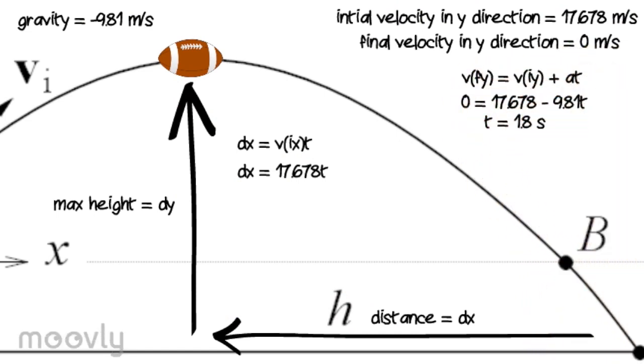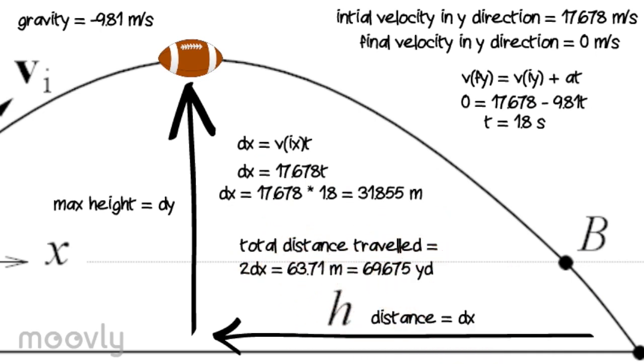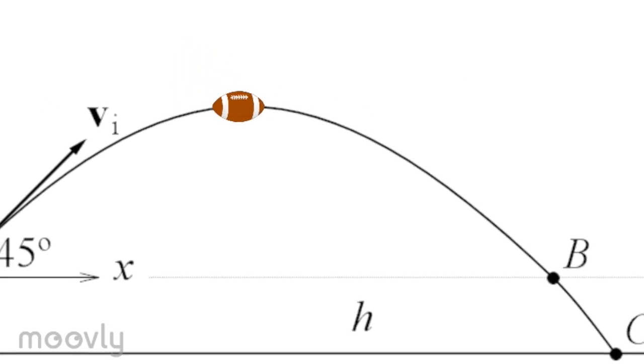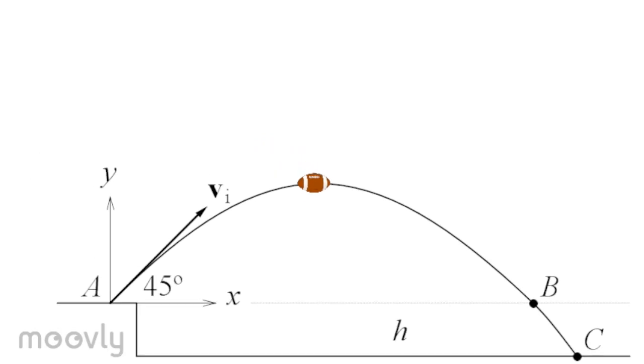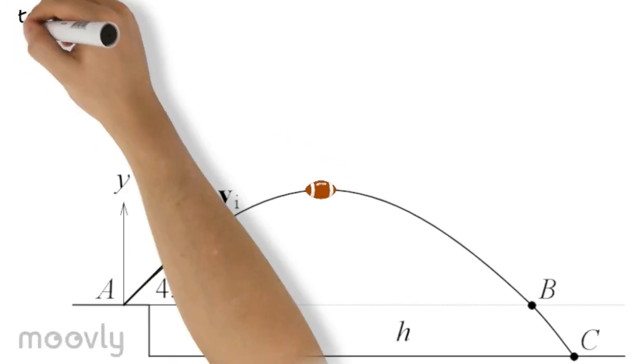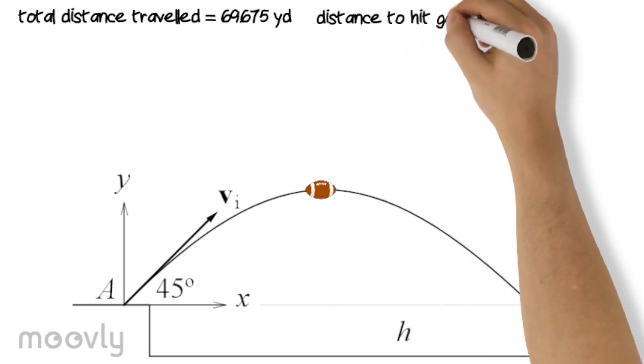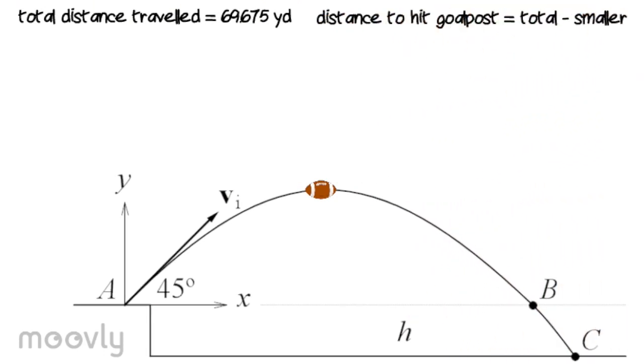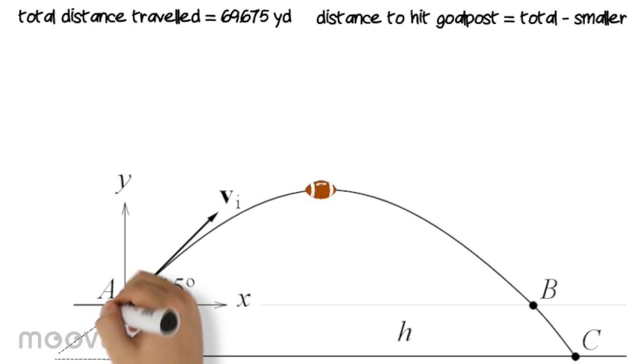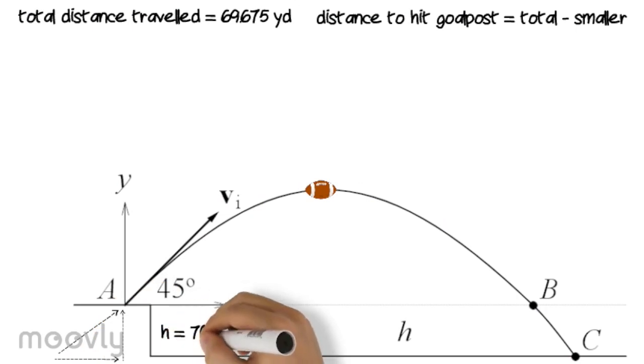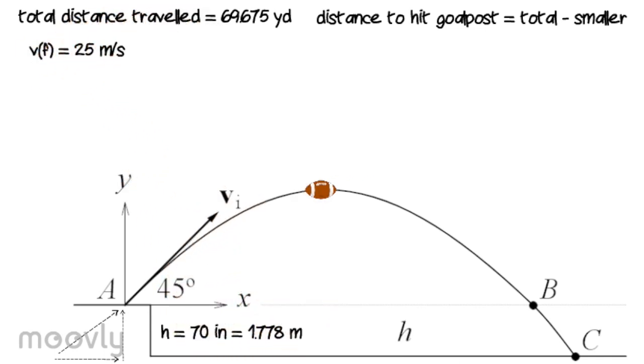Given our equations, we find that t is equal to 1.8 seconds. We'll multiply this by our x velocity in order to get our meters, and then we multiply that by 2 to get the total distance traveled. Now remember, this only calculates our distance if we did not hit the crossbar, but we're assuming that we do hit the crossbar. Therefore, we're going to have to find that smaller distance where it would have gone had it not hit the crossbar. We do this using the exact same methods as in the last problem and the exact same equations, except this time we know our y height.